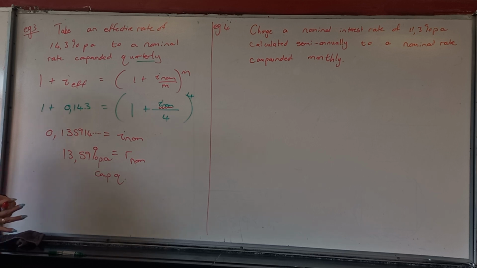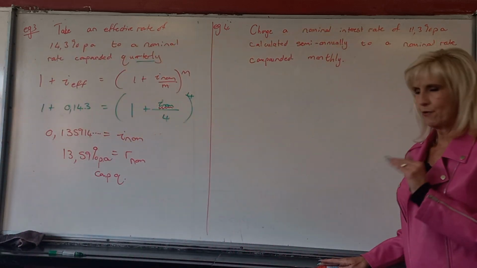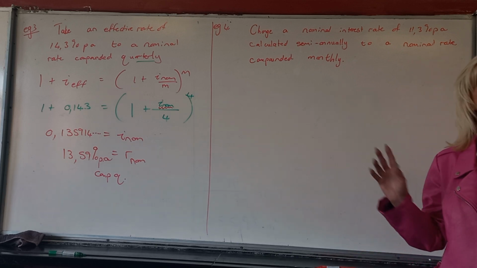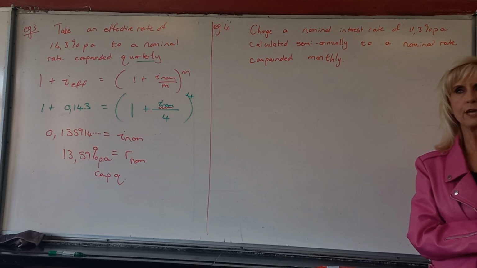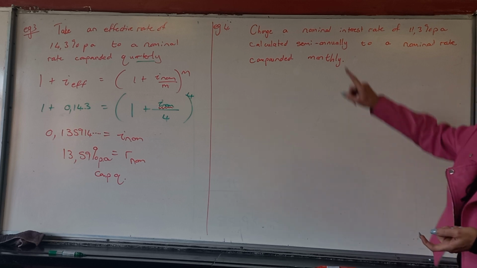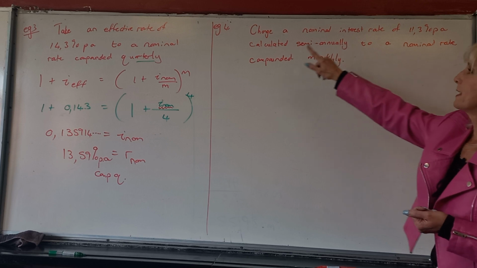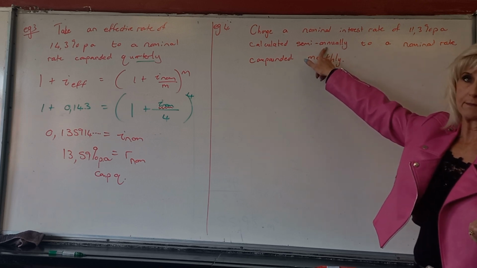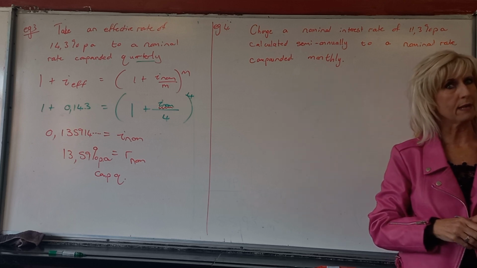Right. Okay, now that we are just about clued up on that, I'll change the sign. Always. If it happens, and it very, very, very seldom does, then I'll show you this one. Now I'm going to do it the long way so you can see. If all else fails and you forget, you can always go back on this one. The question is, please change a nominal interest rate of 11.3%, that is calculated semi-annually, into a nominal rate that is compounded monthly.